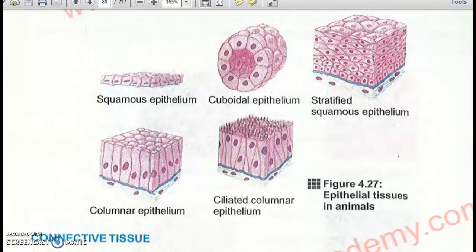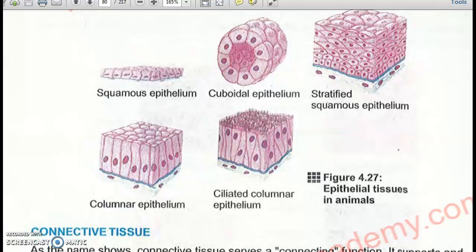So this is all about the epithelium. Keep in mind, epithelium is mostly the outer covering. They make the skin, and the outer and inner lining of different organs. So they are protective in nature basically, or some secrete special secretions.